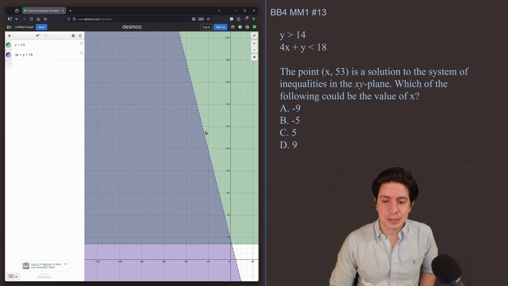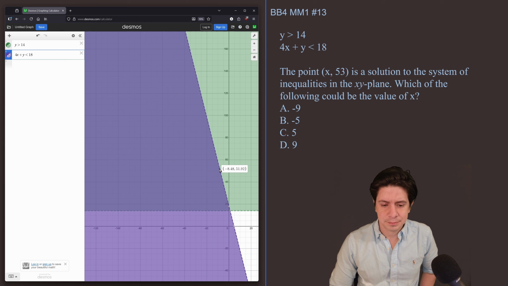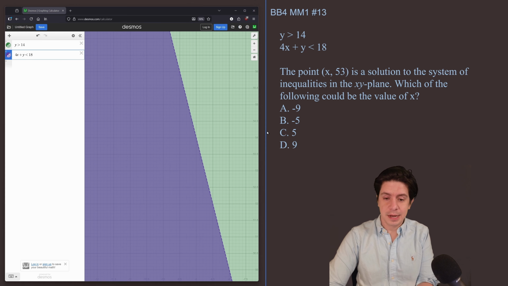So we have to be down. So it has to be the smallest value, right? So at 53, y is going to be, it is right here, negative 8 point something. It has to be to the left of that, so it's going to be a negative 9.